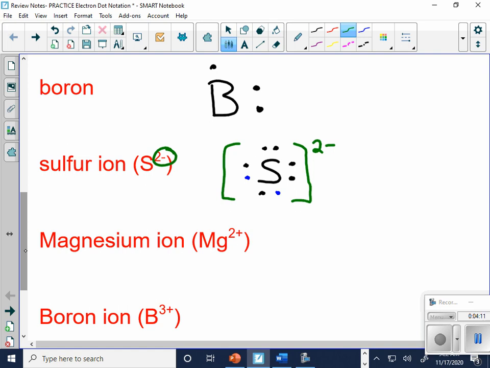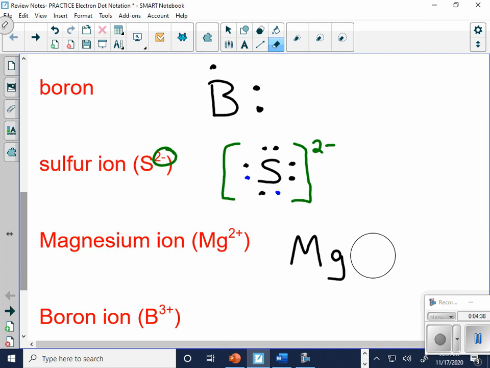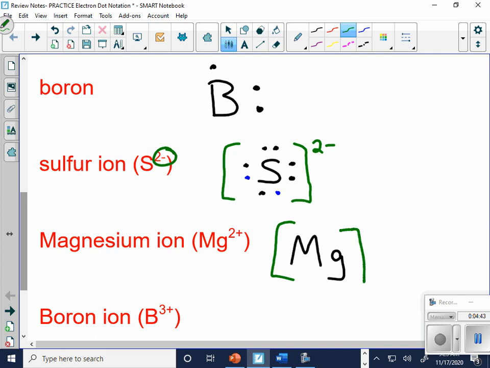Now magnesium. Magnesium's a little bit different because magnesium is an alkaline earth metal, so it has an electron dot configuration of 2 valence electrons. It wants to lose. Remember, metals tend to want to lose electrons. Non-metals want to gain electrons. So it's going to want to lose those 2 electrons. So I told you, you could have magnesium as so, with the 2 plus, because it's lost 2 electrons.